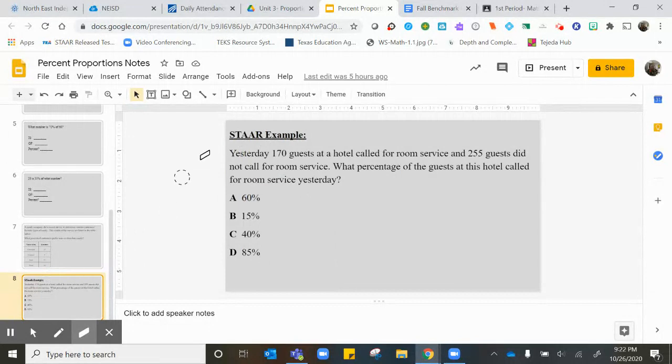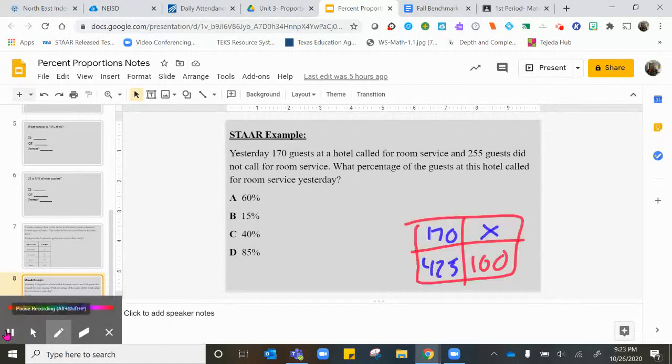All right, this is a star example that has been tested before, so you may see something like this. Go ahead and pause the video, do this on your own, and we'll see how it matches up with my work. All right, as you're working through this, let's look at our setup. So it says yesterday 170 guests at a hotel called for room service and 255 guests did not call for room service. What percentage of guests at this hotel called for room service yesterday?